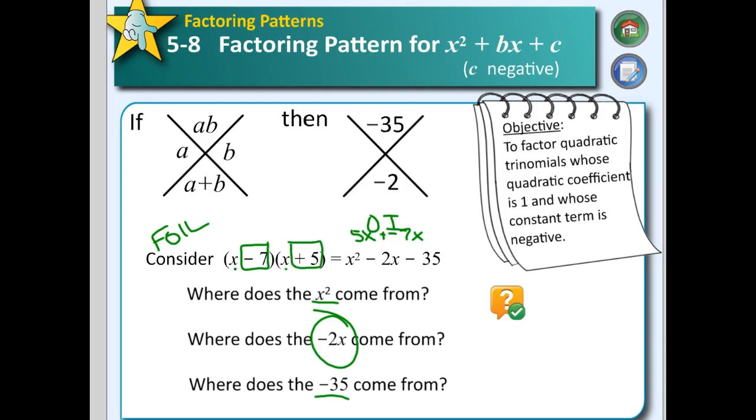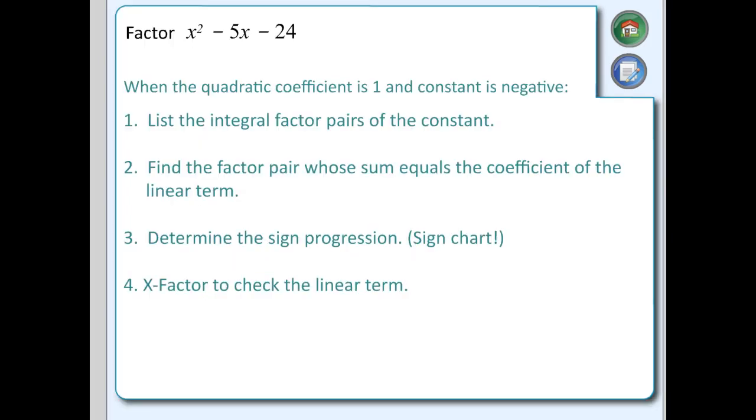All right, so my honey-do list is going to look a lot like yesterday's. Pretty close to what we had yesterday. If I look here, remember my quadratic coefficient is going to be 1. There it is, an understood 1. But my constant is negative, so we're going to have a negative constant on the end. We still have to list the factor pairs of our constant. We're going to find the factor pair whose sum equals the coefficient of the linear term in the middle.